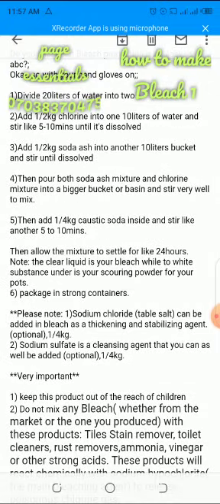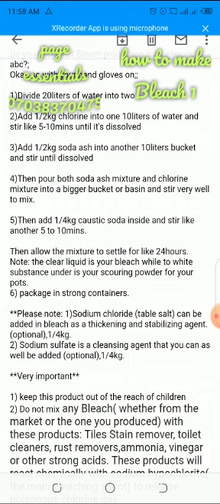The fourth step is to pour the soda ash mixture and the chlorine mixture into a bigger bucket or basin. Pour them together and stir them very well to blend. After stirring, you bring the 1/4 kg caustic soda and add it inside that big basin and stir all of them together for like 10 minutes.